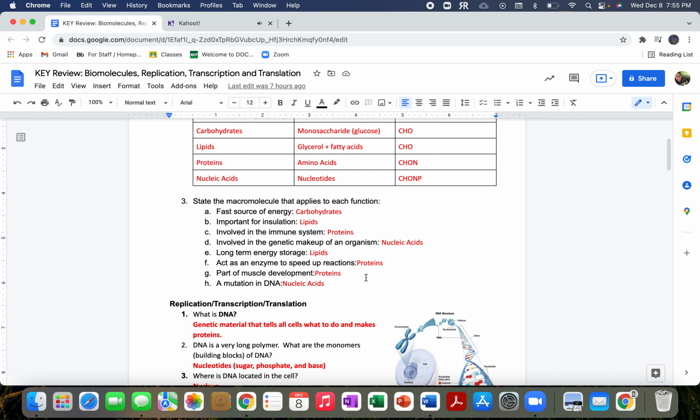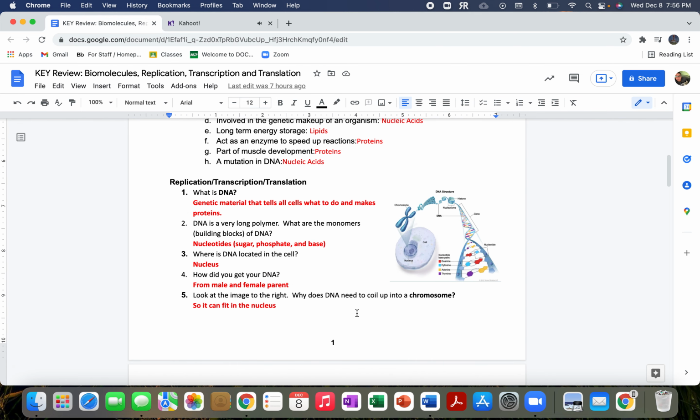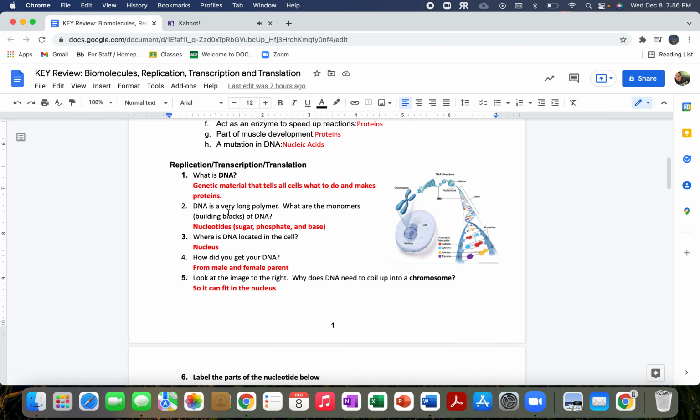Act as enzymes. Those are proteins. Proteins are going to speed up chemical reactions. Muscle development, also proteins. That's why you consume protein powder before you go to the gym. And a mutation in the DNA would be nucleic acids. DNA is the genetic material that tells all cells what to do and makes proteins.